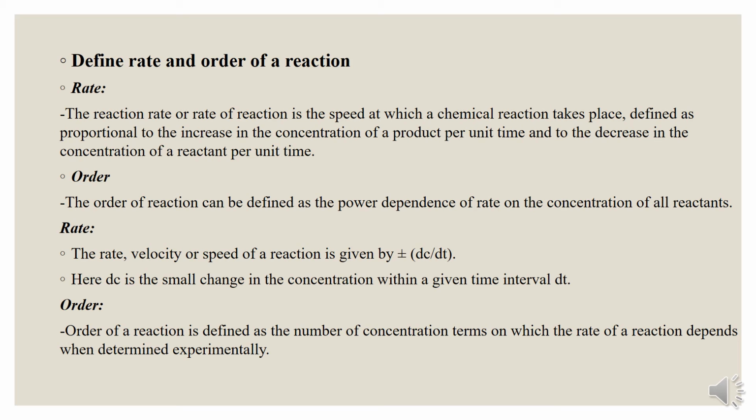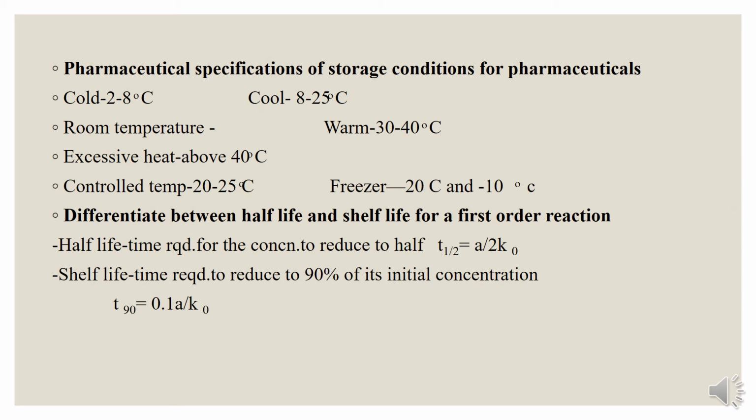Whereas order means what? It is the power dependence of the rate on the concentration of the reactant. So if it is first order, if you are giving one exponent, this is a sum of one exponent only, right? So order of the reaction is defined as the number of concentration terms on which the rate of reaction depends upon when we are determining experimentally.